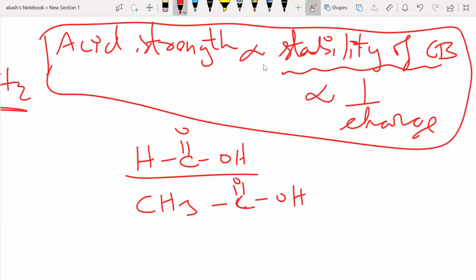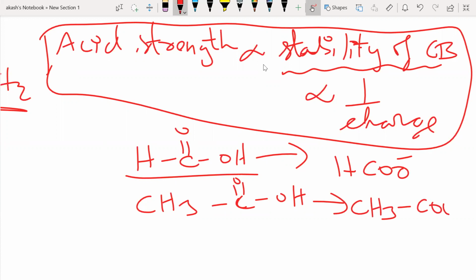Whenever you are given an acid and asked to decide the acidic strength, the first thing you will do is remove the H plus, because you're going to check the stability of the conjugate base. Hope you remember what the conjugate base is. After removing H plus from the acid, whatever is remaining is called the conjugate base, right? So if I remove H plus from both of them, I will have HCOO minus, and here I'm going to have CH3COO minus. Now, can you guess which is more acidic, formic acid or acetic acid?